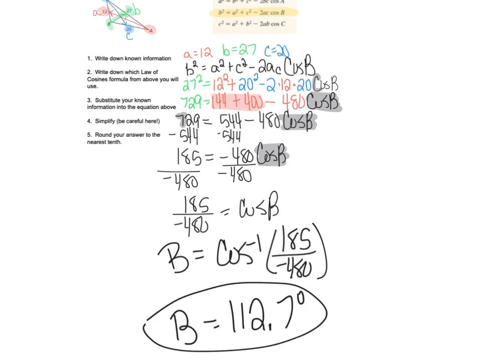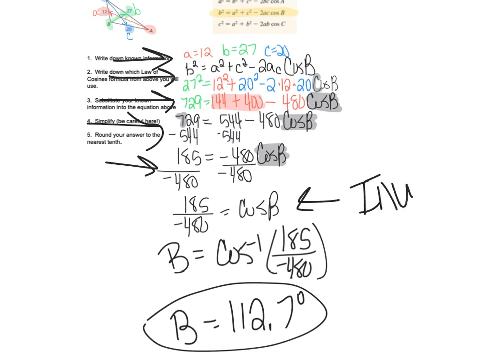Okay, so we wrote down what our information was. Here's our formula we used. We just substituted in, okay? A little bit of algebra. Combine like terms. Get the cosine of B all by itself. Once we get to here, we are using the inverse to find the angle. Okay, so once we do that, we get 112.7 degrees.